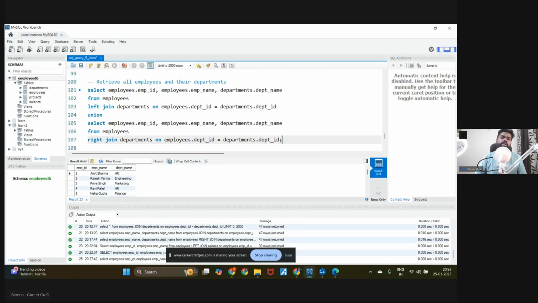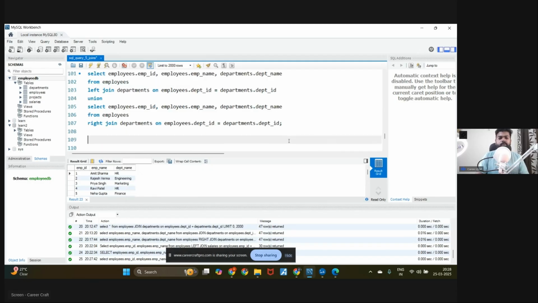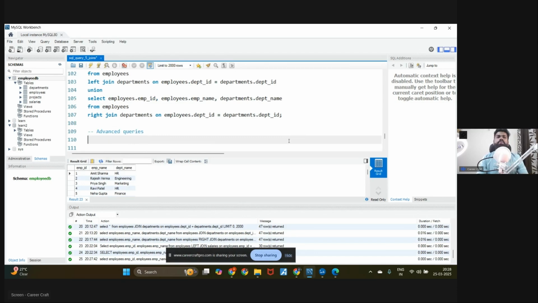So guys, now should I increase the level? Should I start some more advanced query? Yes or no? Should I start a more advanced query, guys, now? Yes or no, everyone? So let's have a challenging question.